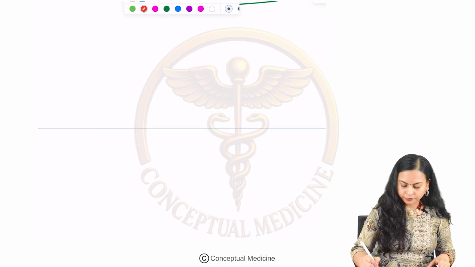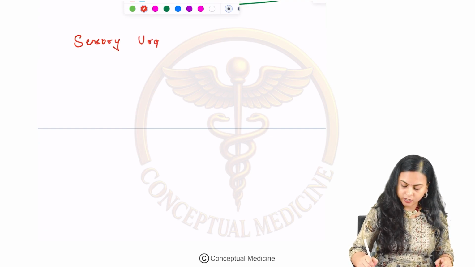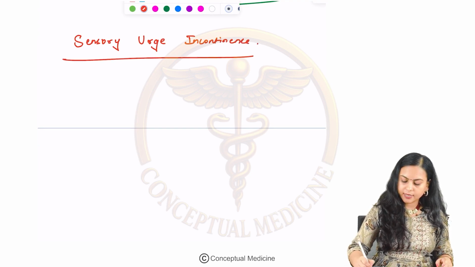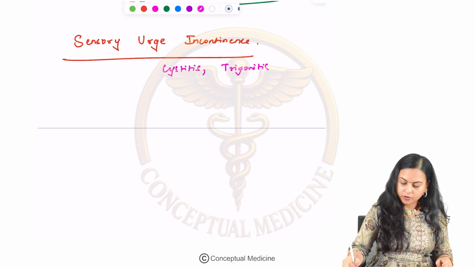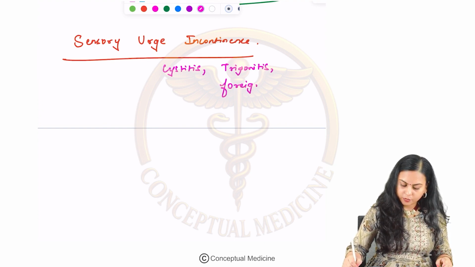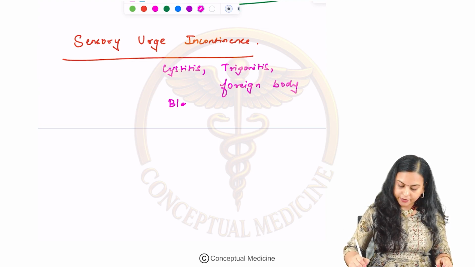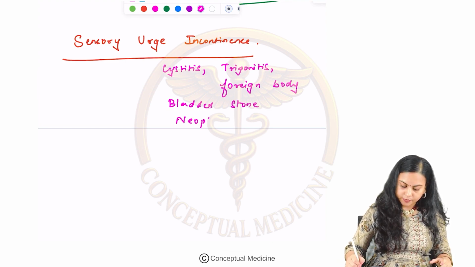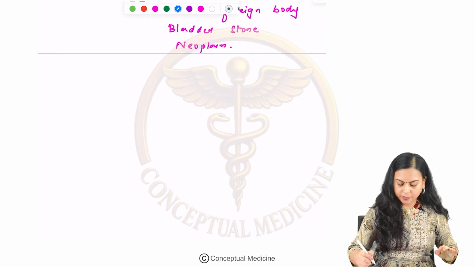Now let's discuss what is sensory urge incontinence. This can happen in cystitis, trigonitis or even a foreign body. We can also include a bladder stone and even a neoplasm that is present in the bladder. Clear?